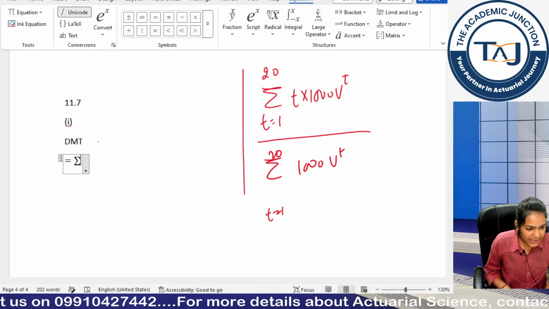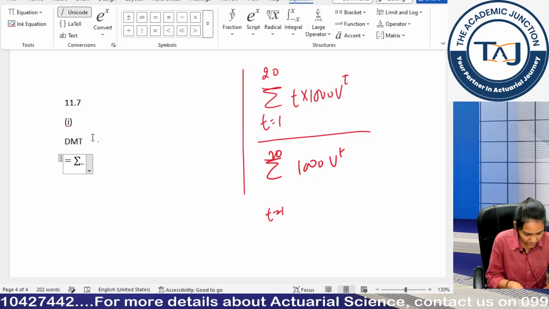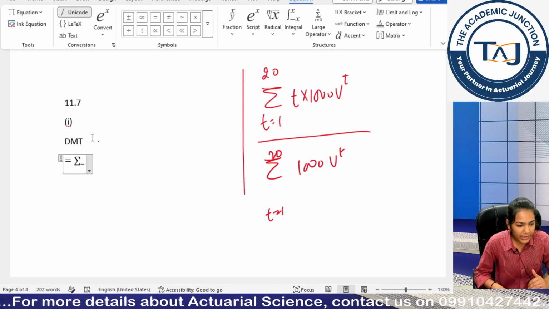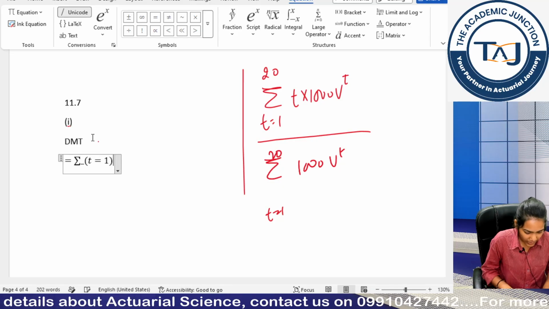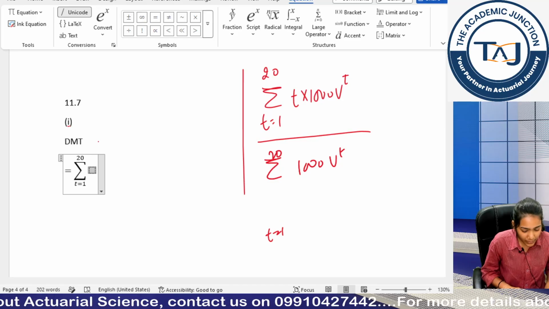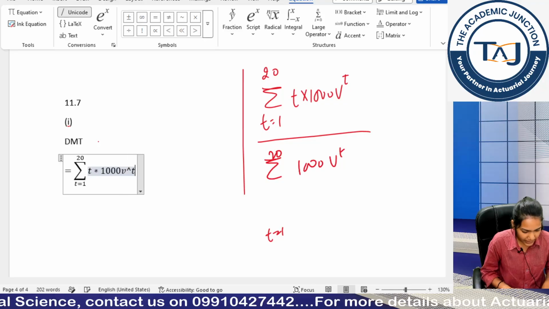Now to place these limits, I will press Shift minus to get this underscore. Since I have t equals 1 in the lower limit, I need to use brackets. Clear? So t equals 1, then we have this sign 20, space bar. Then we have t star 1000 v raised to the power t.